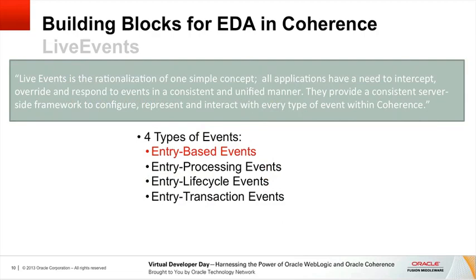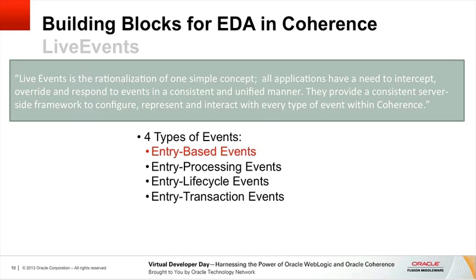The second building block for event-driven architectures in Coherence are live events. Live events are the rationalization of one simple concept. All applications have a need to intercept, override, and respond to events in a consistent and unified manner. They provide a consistent server-side framework for configuring, representing, and interacting with every type of event within Coherence. There are 4 classifications of live events today.